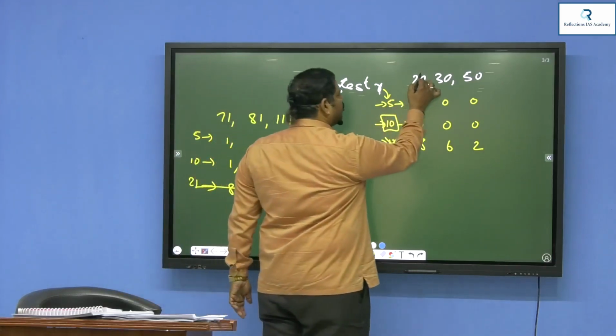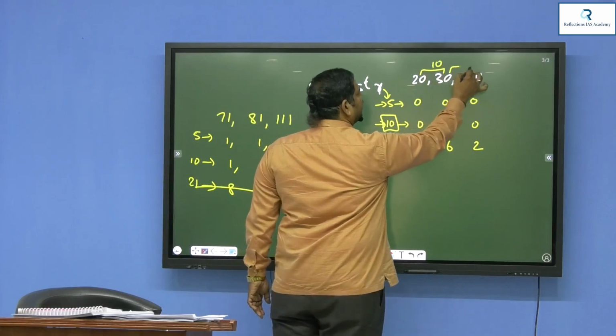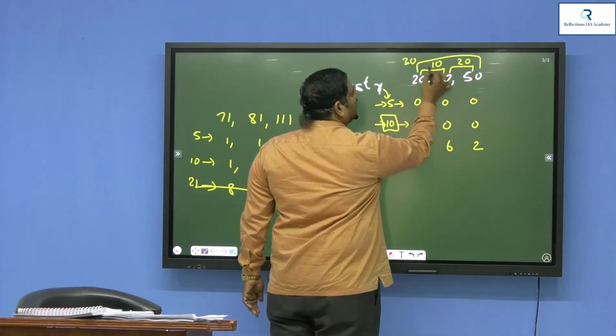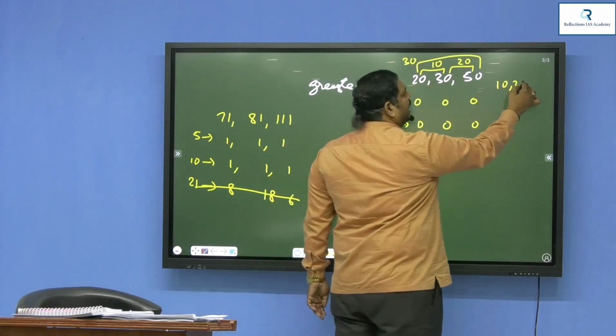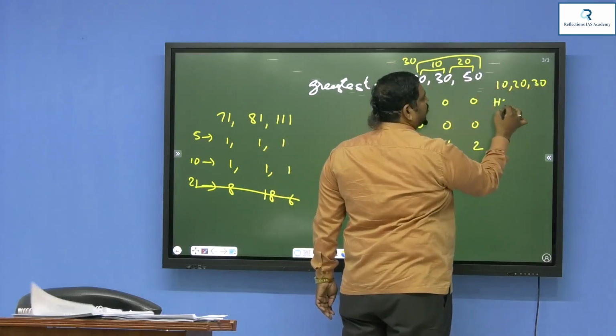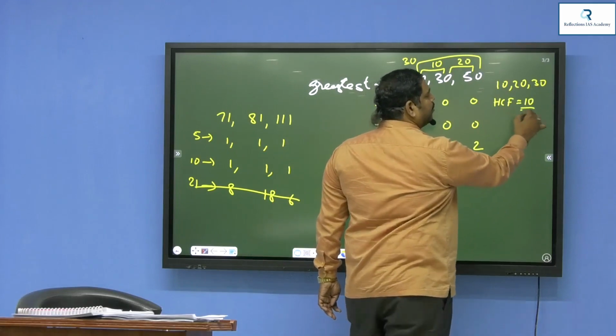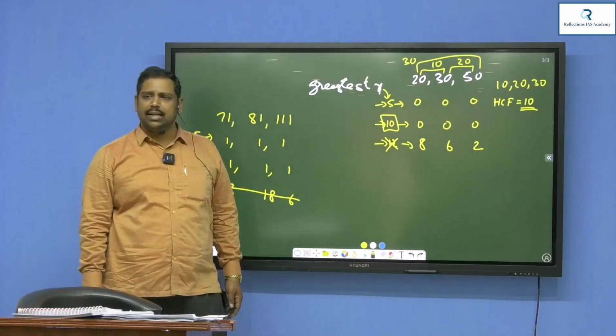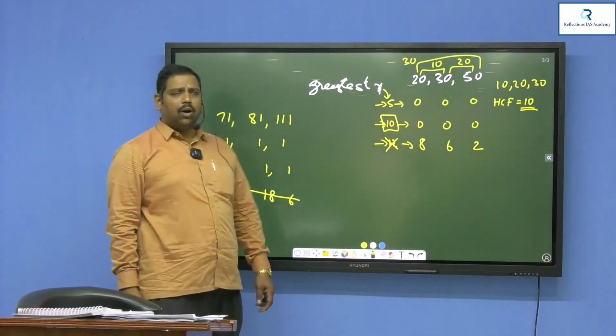What's the difference between these two? 10. What's the difference between these two? What's the difference between these two? 30. For these three numbers, 10, 20 and 30, take the HCF. All are divisible by 10, right? That is the answer. That's why you got the answer as 10. Is it clear?